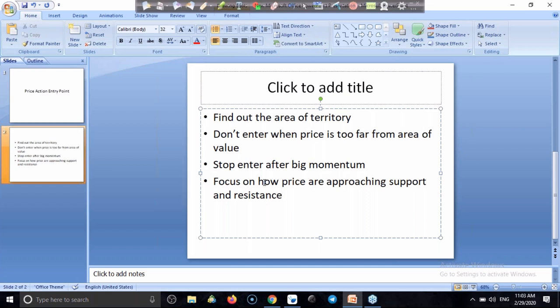All right. Next I'll discuss entering when price is too far from the area of value. What is the area of value? I'll explain when to enter and when not to. I'll explain step by step. And the next step, entering after big momentum. Most people think, hey, price is running here very fast and there is high volume, let's start. So I'll show you why it is very risky to enter in these moves. All right. So fourth, focus on how price is approaching support and resistance, all factors known as price action.